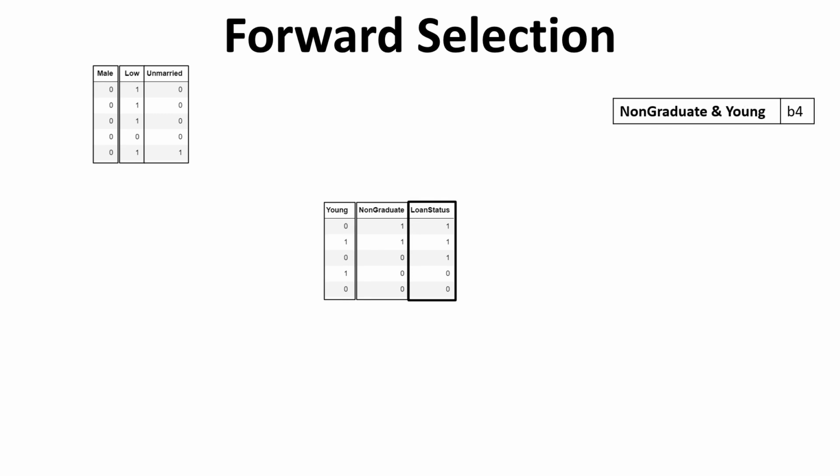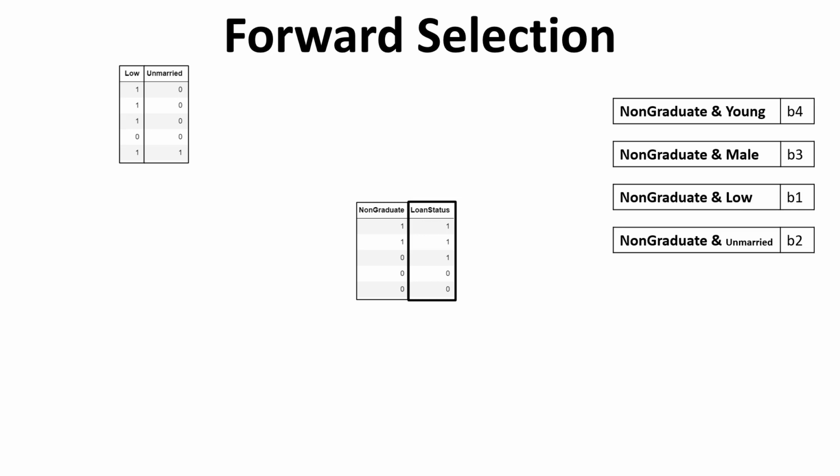So this is what we get before, right? Next, we are going to do the same thing with the next feature, which is male. So this time we are training the model with non-graduate, of course, and male, finding the accuracy, and taking note of that. Same thing we're going to do with the remaining 2 features and take note of the accuracy, which we get as B1 and B2. So altogether, the feature pair performing the best is non-graduate and young, right? That's the best pair of features which we found in the second iteration.